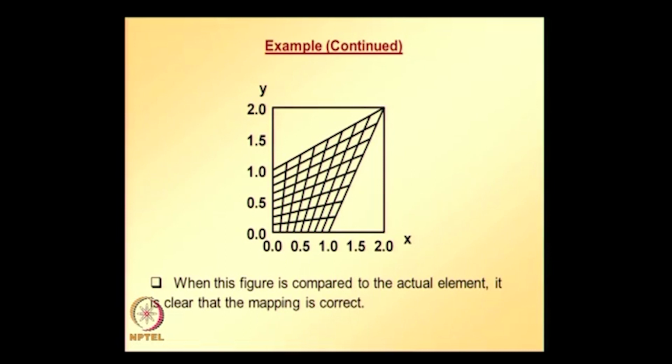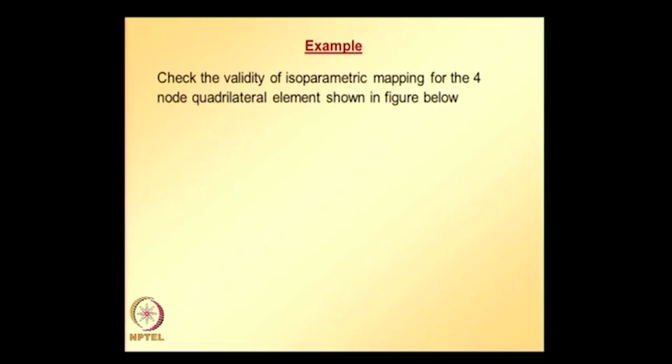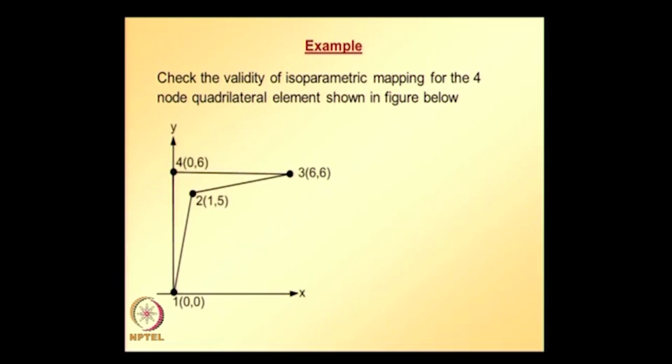So, we have taken a 4 noded element and we verified for the element we have taken, mapping turned out to be fine. But now let us take another element and see when mapping is going to be not good or when there is going to be some problem with mapping. So, now let us take an example, check the validity of isoparametric mapping for a 4 node quadrilateral element looking like this.